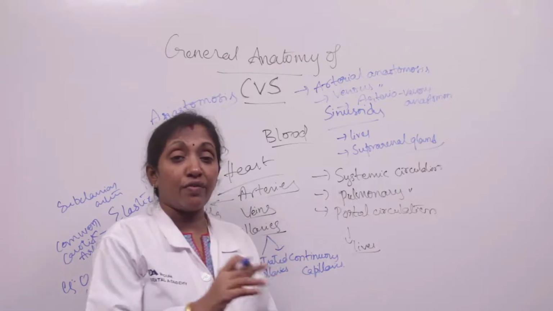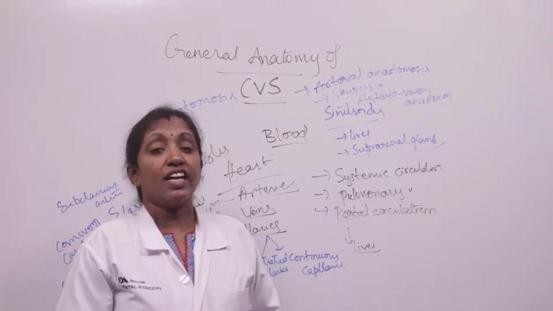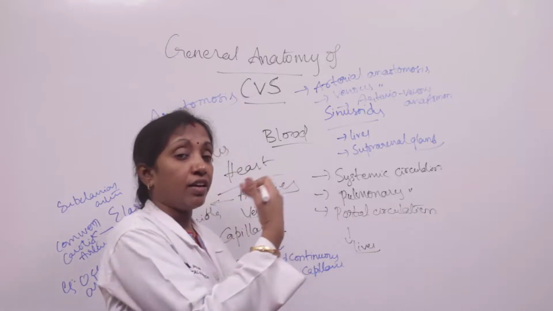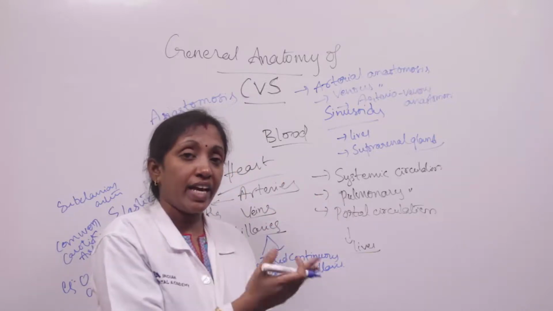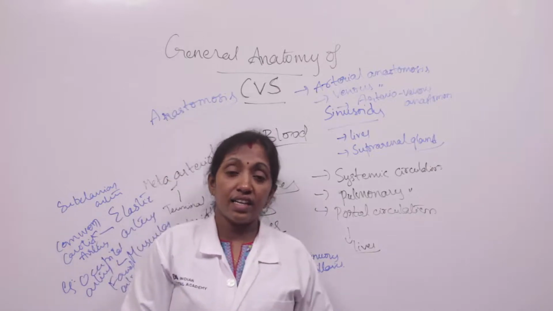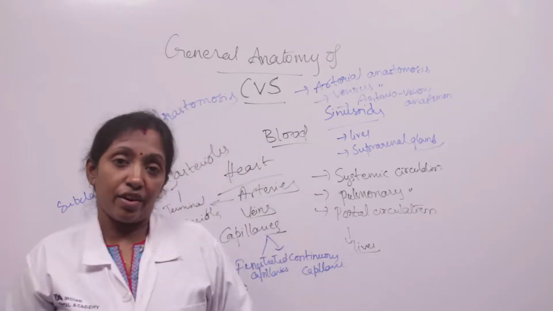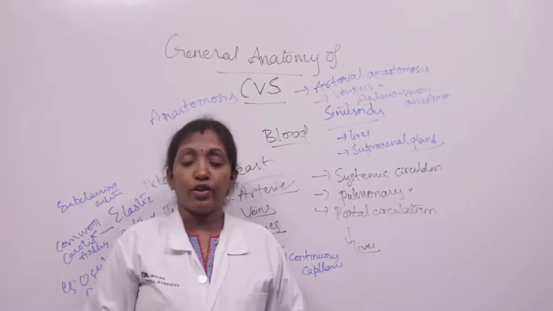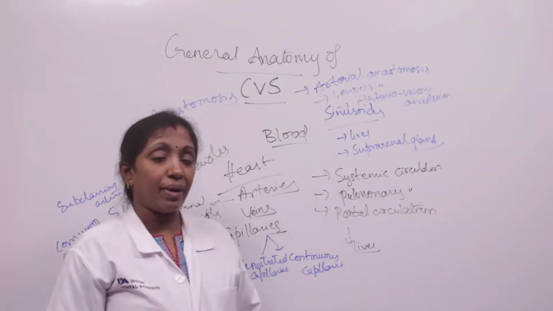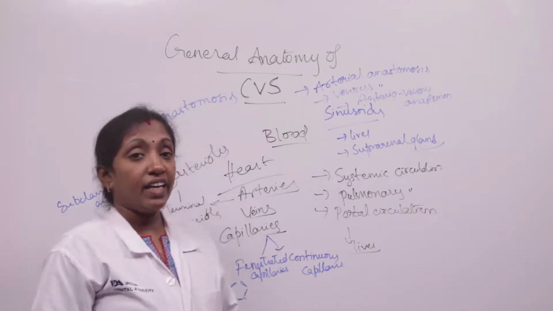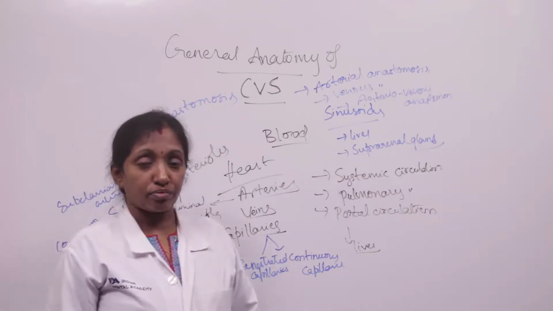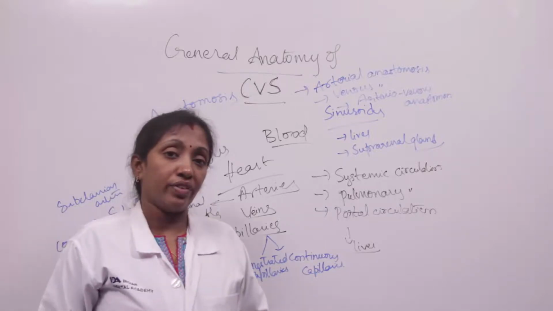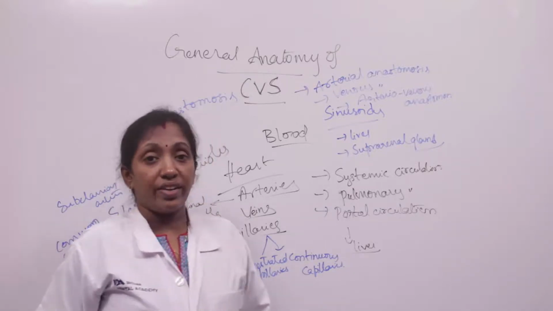That's about the CVS. And one more important thing: end arteries. Here the artery doesn't anastomose with any blood vessel, whether artery or vein. These are called end arteries. The best example is the central artery of the retina, which does not anastomose with any artery or vein. So that's about the CVS.